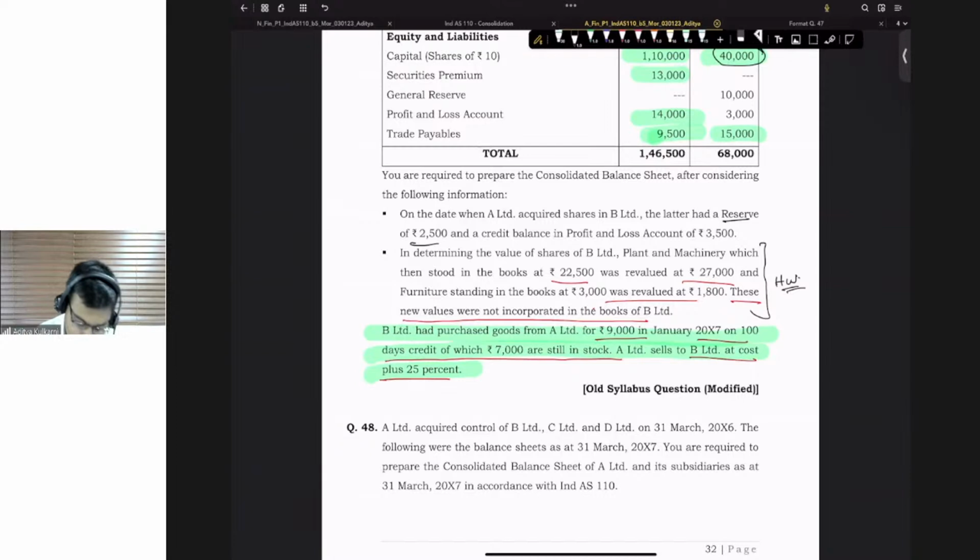Okay, so B Limited had purchased goods from A Limited for rupees 9,000. So who is selling to whom? Well, A is selling to B. So this will be a downstream transaction. Sale from parent to subsidiary, downstream. So who will be making the profit? Sir, it is A Limited who makes the profit. Does it matter whether it is post or pre? No. Will it be shared between parent and NCI? No. Because NCI are holders in the subsidiary, not in the parent. So parent's profits ultimately will be transferred to the consolidated P&L. Okay. So that is how you will be doing it.